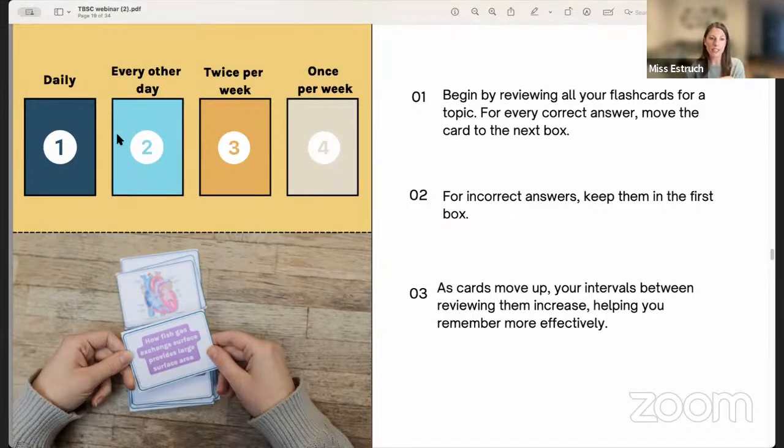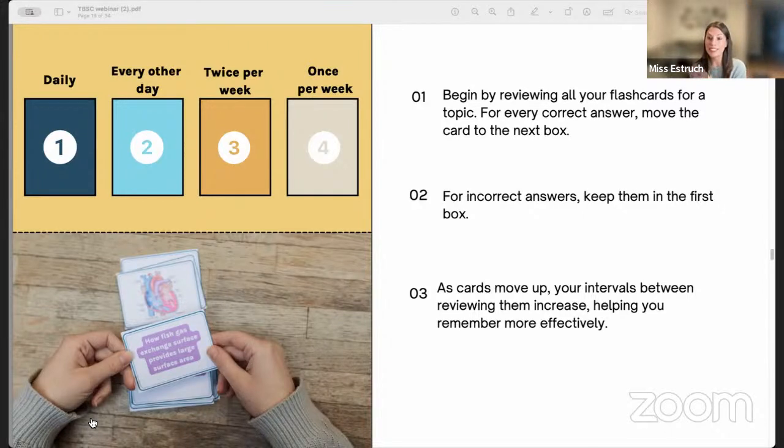Then when you get to every other day, you'd go through your cards. If it was correct, you move it up to box 3. If it was wrong, it goes back to box 1, and then you go back to doing it daily. So that's what we mean by the Leitner system.